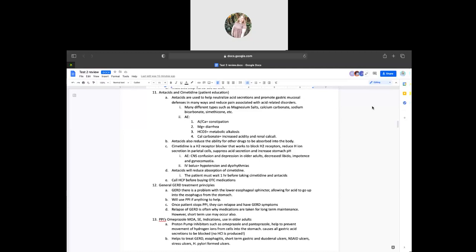And also, if they report decreased libido and impotence, they may need to switch that medication. It can be given IV bolus. We need to watch out for hypotension and dysrhythmias.